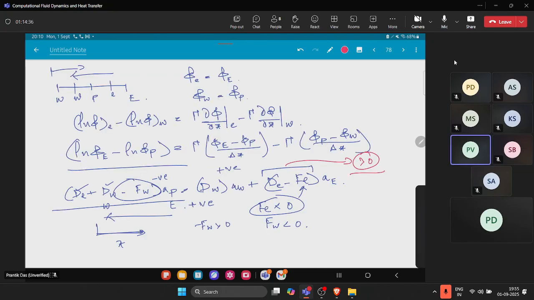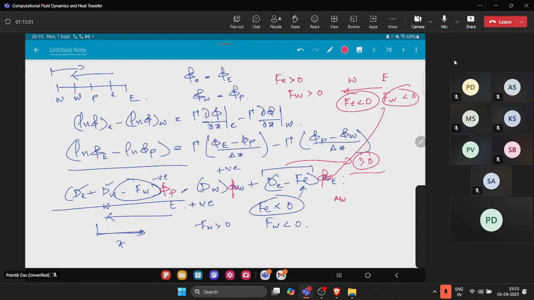East to west direction, west to east direction, we need to repeat. If the flow is happening from west to east, then Fe and Fw are positive. If the flow is happening from east to west, then Fw and Fe become negative. If these are negative, then you can see that, sorry, this should be phi P, this should be phi W, and this should be phi E. Then you can see that AE, AW, and AP, three terms, are positive. That's what I was saying: even if I change the direction, the coefficients remain positive. Is it clear to you now?